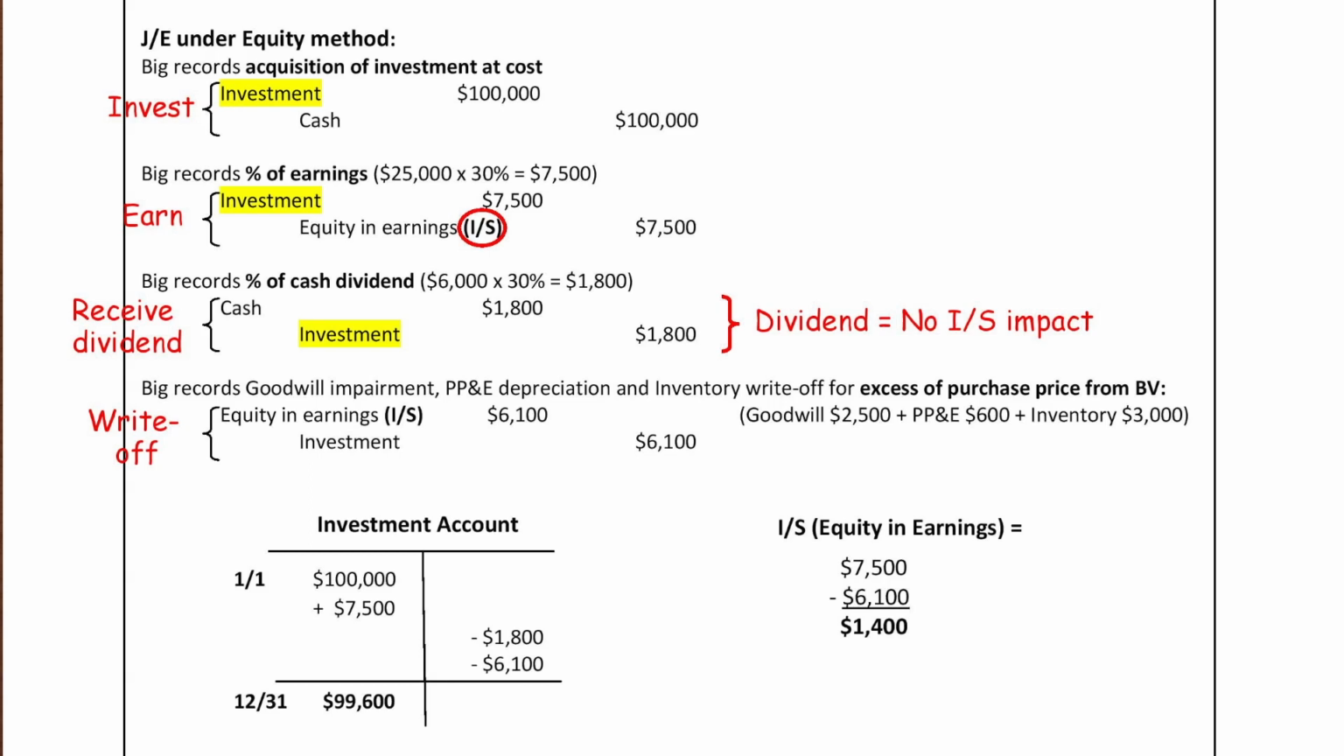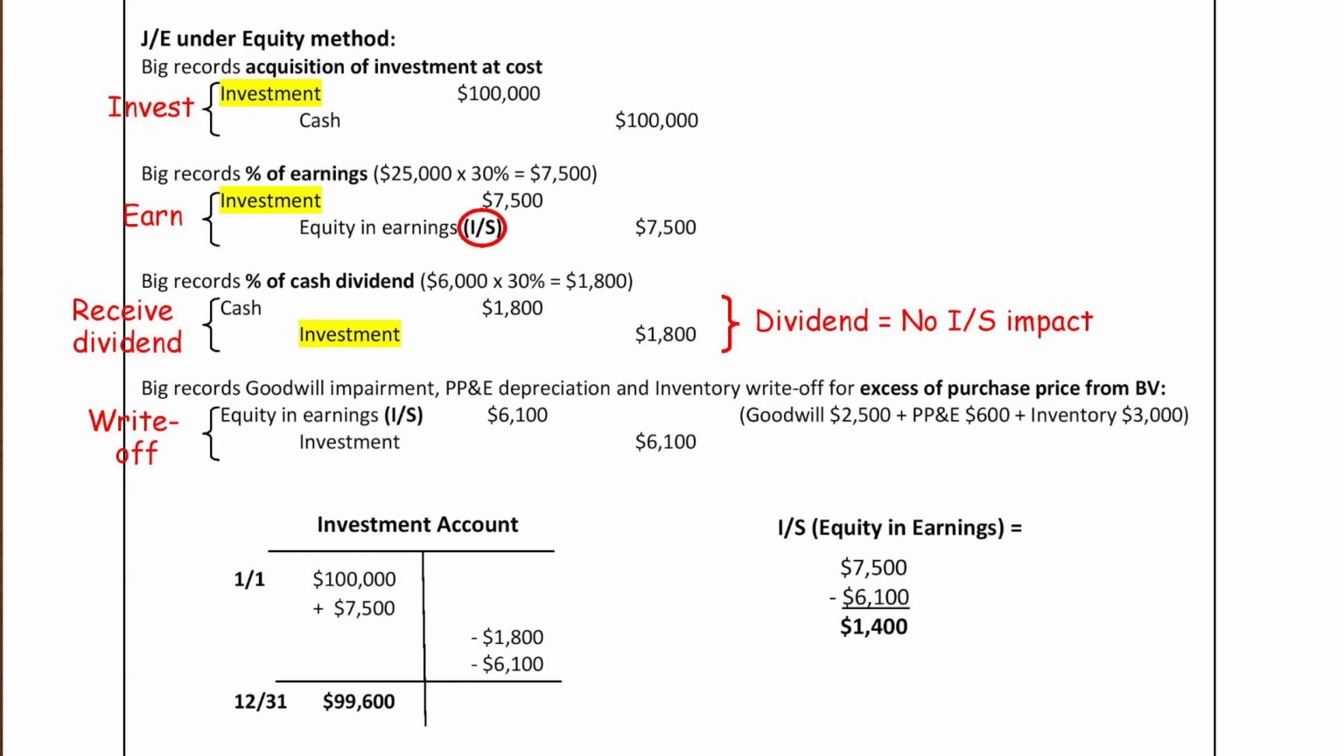Next, talking about PP&E, property, plant and equipment other than land. The higher fair value attributable to PP&E is $20,000. 30% of that is $6,000. And we said that PP&E is going to be depreciated over 10 years. That means a $600 depreciation or write-off that we need to account for here.